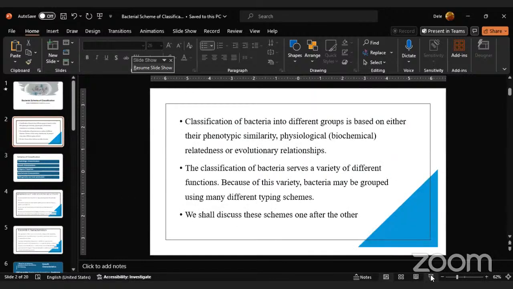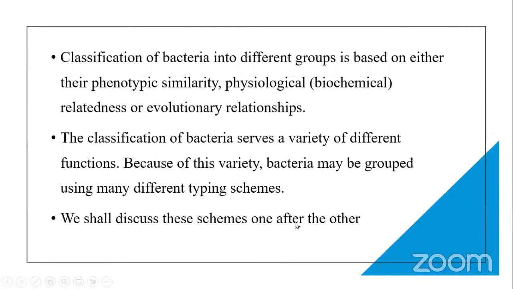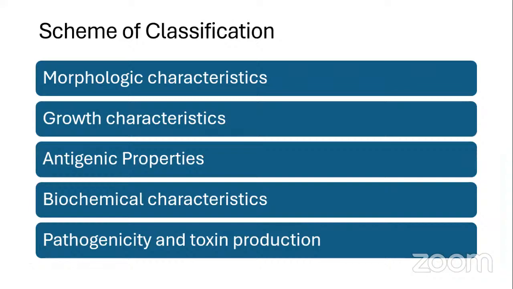Talking about classification of bacteria using different schemes, we want to look at these schemes one by one. We have morphological characteristics, growth characteristics, antigenic properties, biochemical characteristics, and pathogenicity and toxin production. Morphological characteristics in bacteria are observable characteristics found among microorganisms. Examples include their shapes, appearances, and so on.